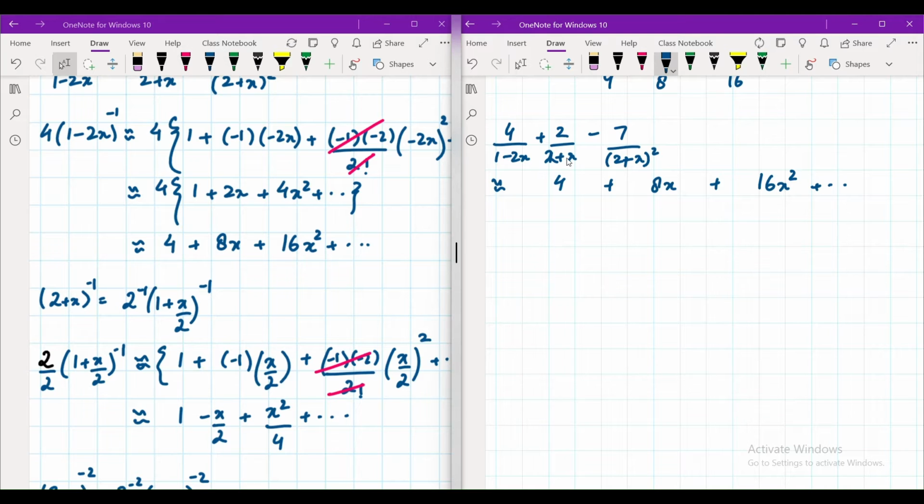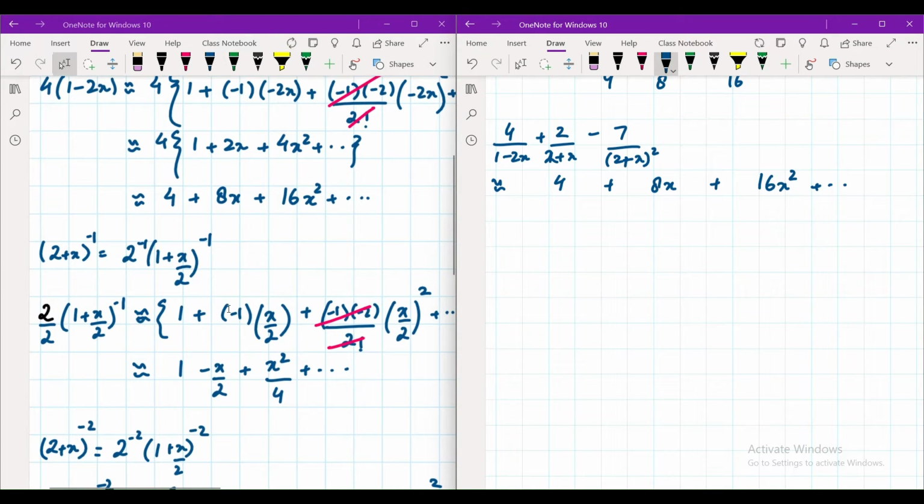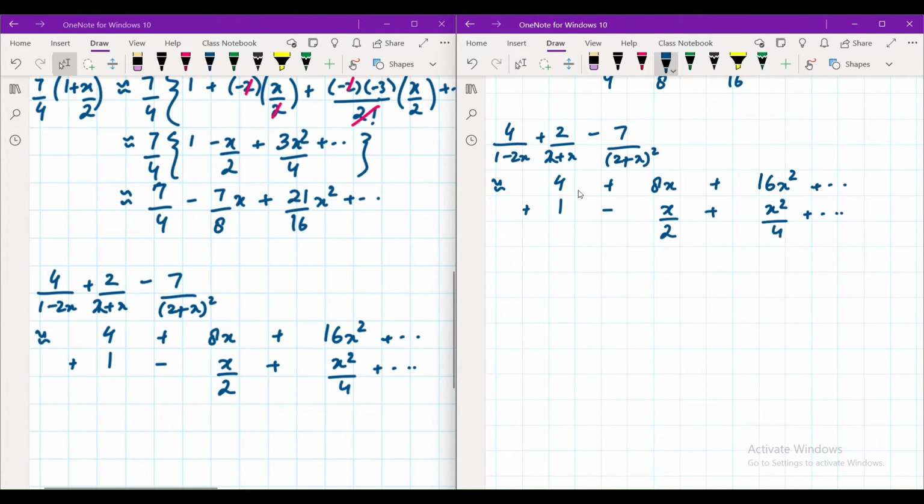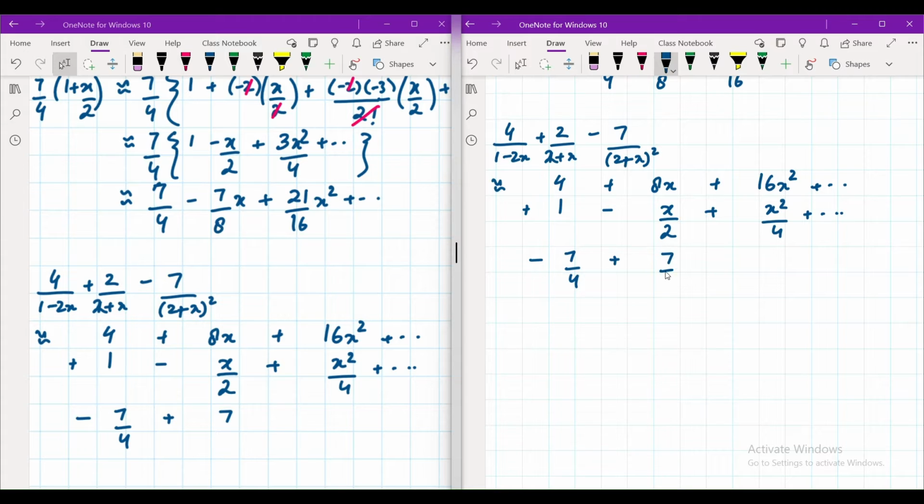Then since it was plus 2 over 2 plus x, that is going to be plus 1 minus x over 2 plus x squared over 4. And then this time for the third one, it is subtracted, so we have the signs reversed. So minus 7 over 4 plus 7 over 8x minus 21x squared over 16.